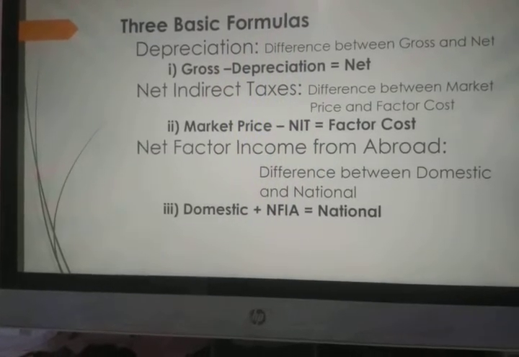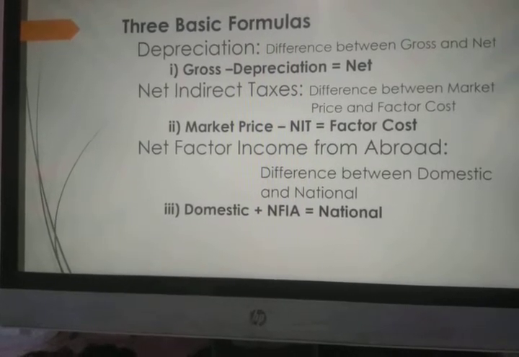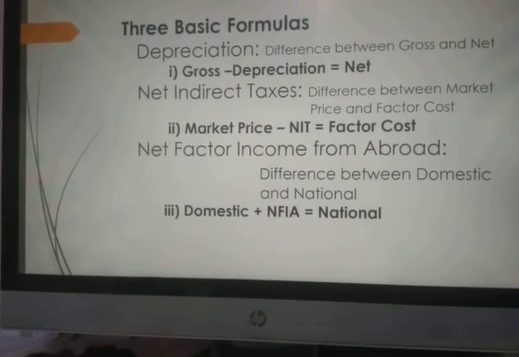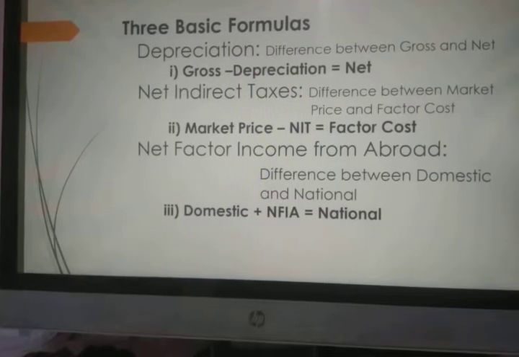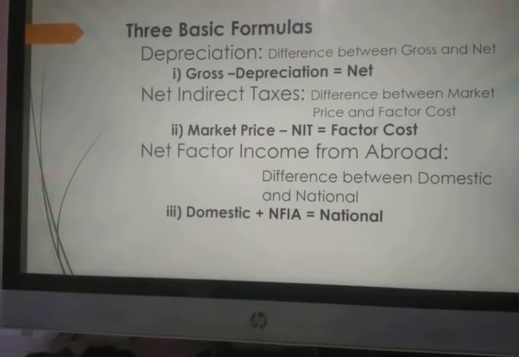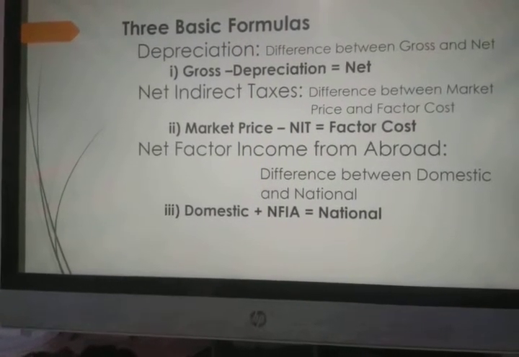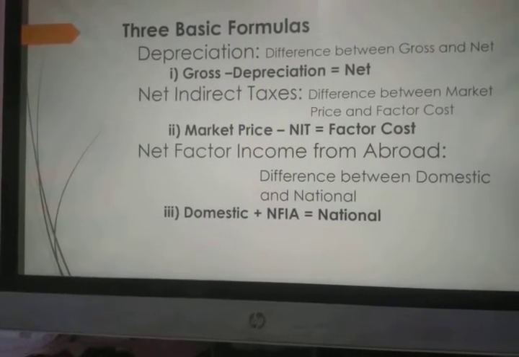So apart from that, if we deduct the depreciation and all, whatever amount is left with the producer is distributed among the four factors of production in the form of factor income, and because this is an expenditure incurred by the producer, we call it factor cost. So the difference between the two is NIT, and if NIT is 0, then they are equal.